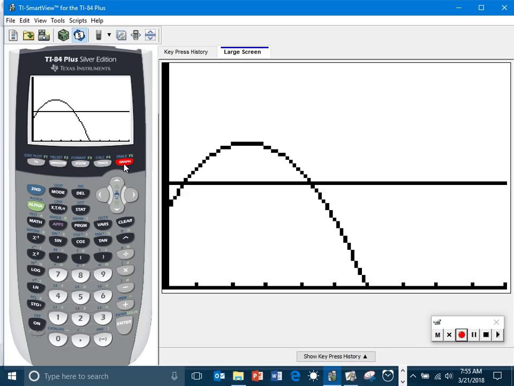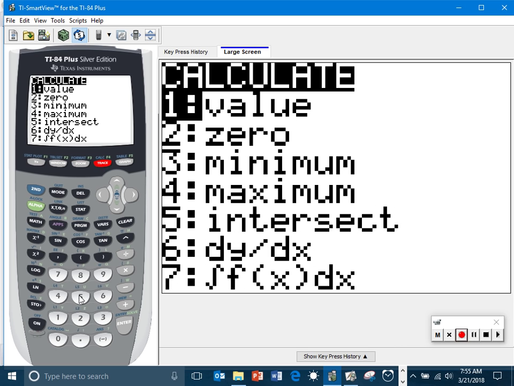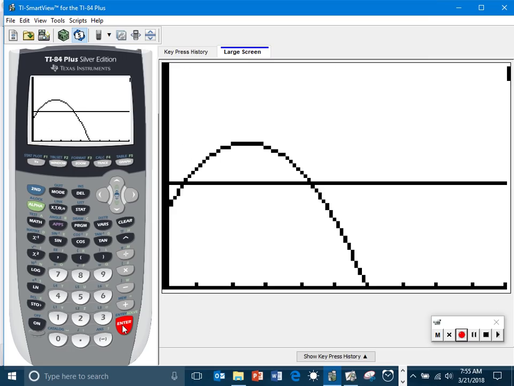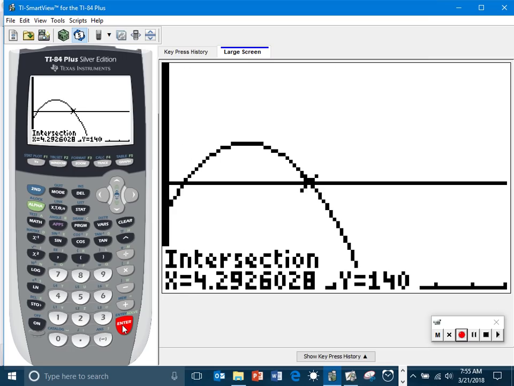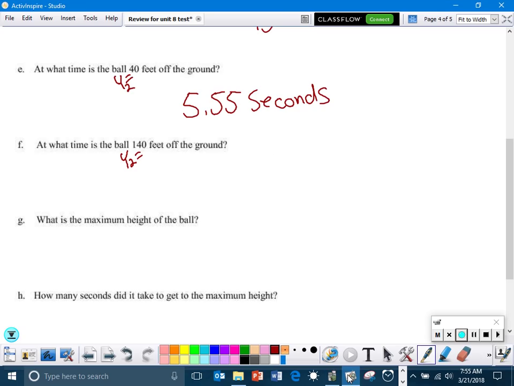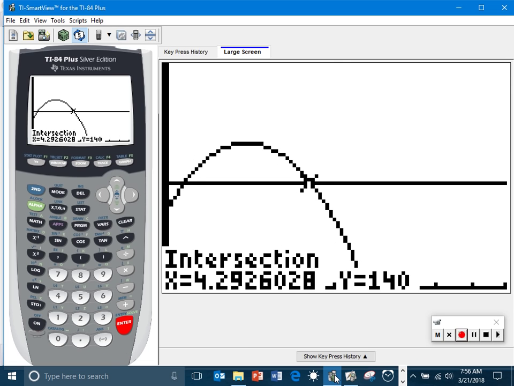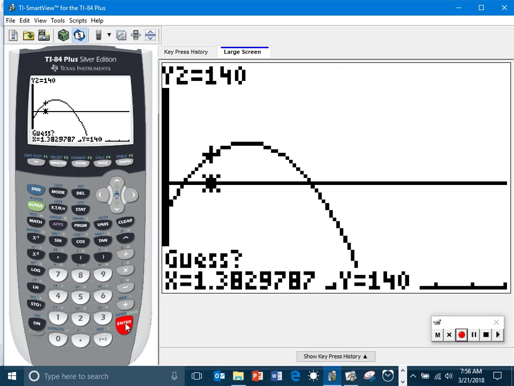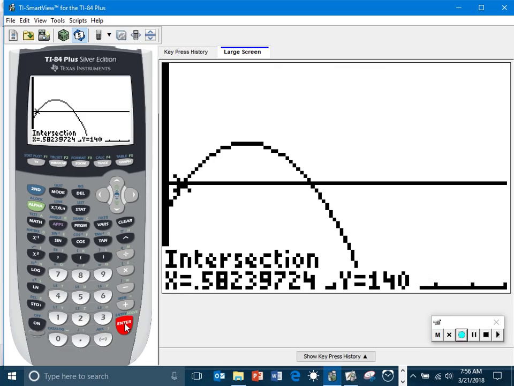There are 2 answers, when the ball's going up and when the ball's coming down. So second trace, let's find one of them first. Okay, so I'm just going to do the one it picks first. So enter, enter, enter. And that's my first answer, at 4.29 seconds. Okay, there's another answer up there, so we have to go second trace again, intersect, but this time we need to move it closer to the other intersection. Okay, that's close enough. Enter, enter, enter. So 0.58 seconds.